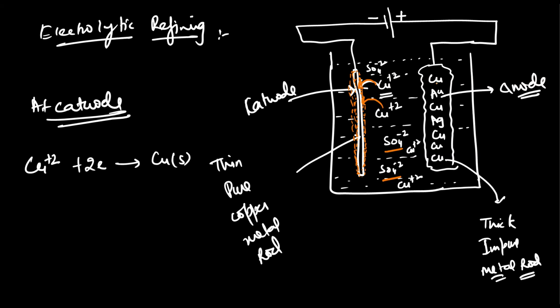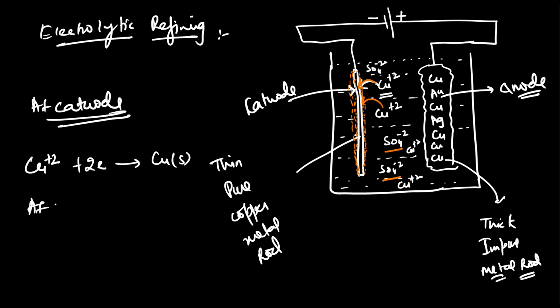Now if the SO4 2- concentration increases, then what would happen? In order to maintain electrical neutrality, if more SO4 2- ions are there in the solution, the electrolyte would become negatively charged, and that is not possible. So to balance it, an equal amount of copper atoms will get converted into copper ions. So what would happen at the anode?